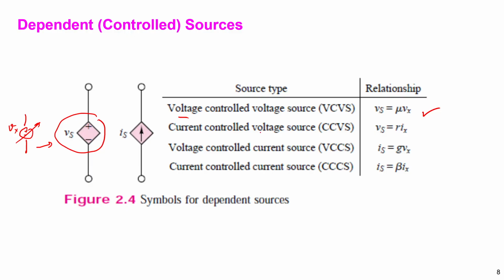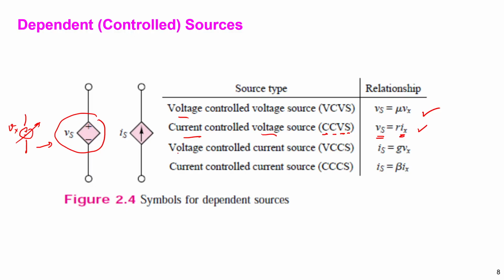Or we can control the current source by voltage. Oh, sorry, we can control the voltage source by current. We call it a current controlled voltage source, CCVS. So if the current Ix changes, Vs will change according to Ix. So we call it a current controlled voltage source.